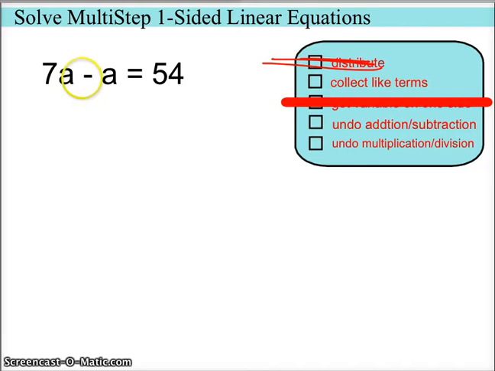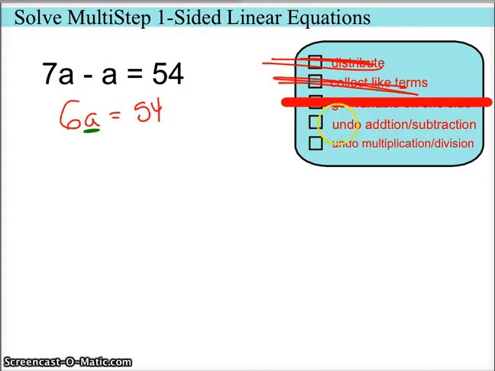We have a 7a minus one other a, so we have two variable terms. 7 minus 1a gives us 6a equaling 54. So we've collected our like terms. Now, around our variable, here's our variable right here, so this is the side we're working on.